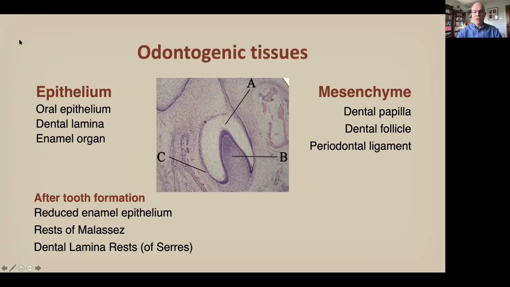Epithelial components comprise the oral epithelium, which gives rise to the dental lamina and the enamel organ, and mesenchymal components, dental papilla and dental follicle. The periodontal ligament is a mature part of the mesenchymal component of the tooth. After tooth formation is complete, there are a number of elements of the tooth-forming apparatus which may remain, and these epithelial components are seen in the list on the left-hand side, and we'll look at them in detail later.